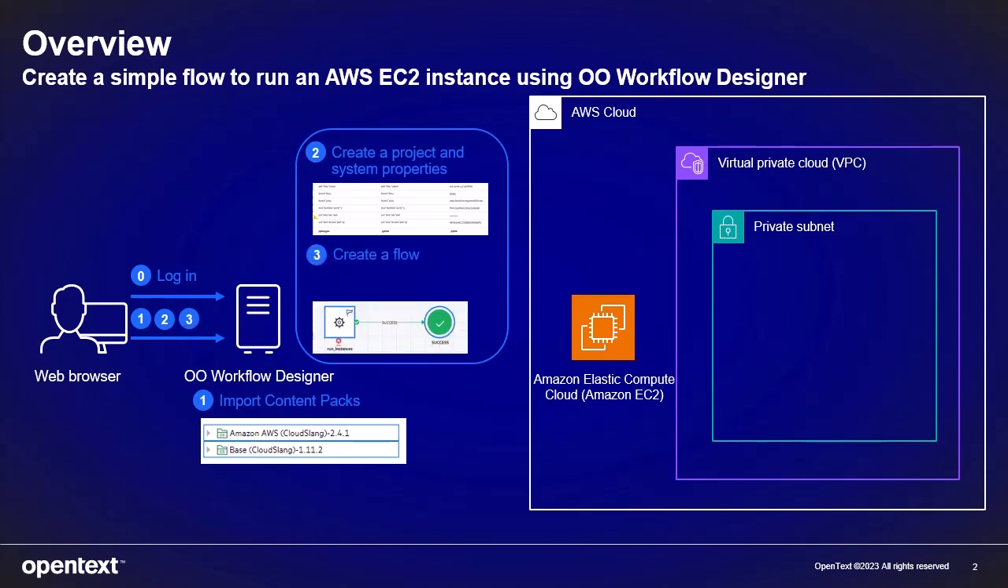Then, create a flow using an operation contained in one of the imported content packs. And finally, run the flow. When the flow is executed, the operation in the flow creates an EC2 instance by executing the run instances action of the AWS API against the EC2 endpoint.